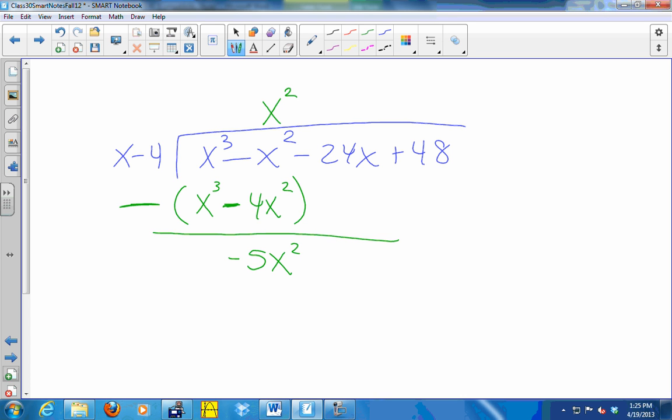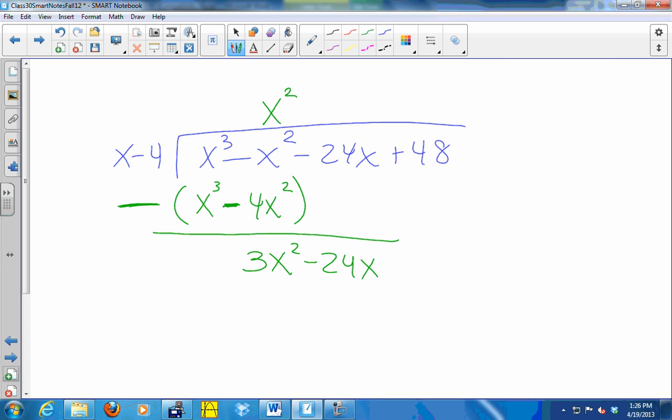Negative x squared minus a negative, that's really a plus. So that's negative 1 plus 4, which is 3x squared. Then bring down the minus 24x, and we start the process over.